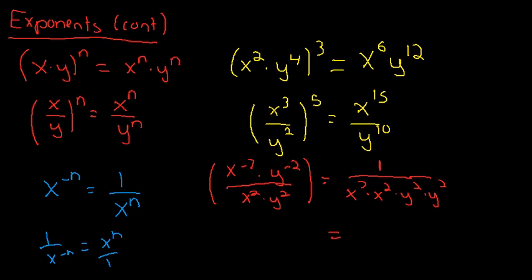When you're multiplying exponents, you add them. So this would become 1 over x to the 9th times y to the 4th. That would be your answer.